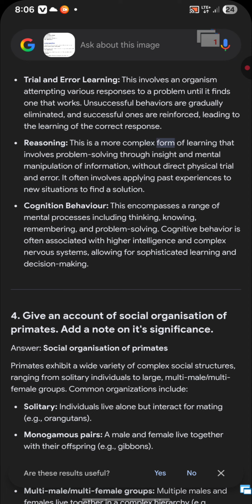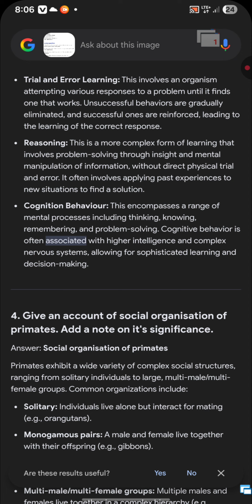This is a more complex form of learning that involves problem solving through insight and mental manipulation of information, without direct physical trial and error. It often involves applying past experiences to new situations to find a solution. And 3. Cognition behavior. This encompasses a range of mental processes including thinking, knowing, remembering, and problem solving.